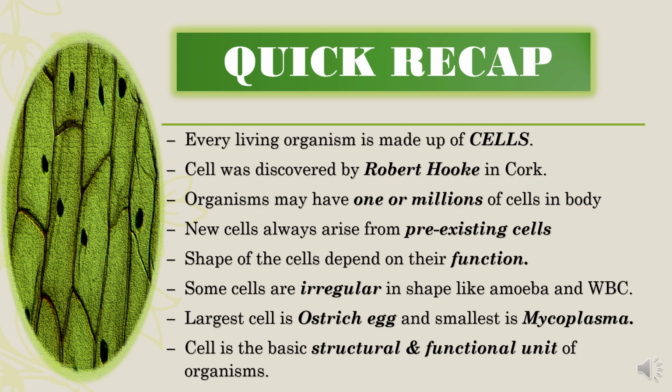Shape of cells depends on their function. As we have discussed, some cells are irregular in shape, like amoeba and white blood cells. Largest cell is the ostrich egg and the smallest is mycoplasma. And the cell is the basic structural and functional unit of organisms.